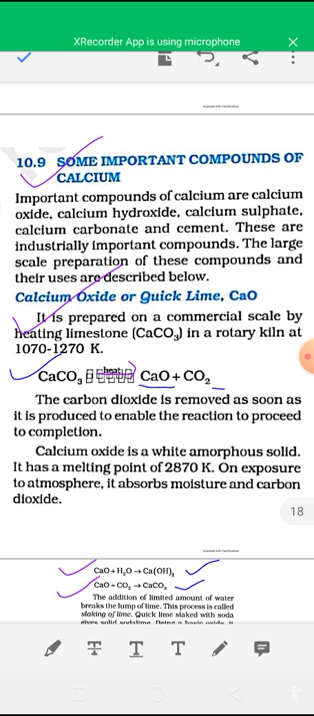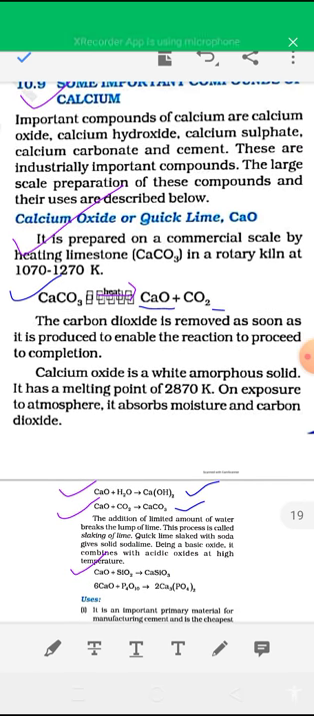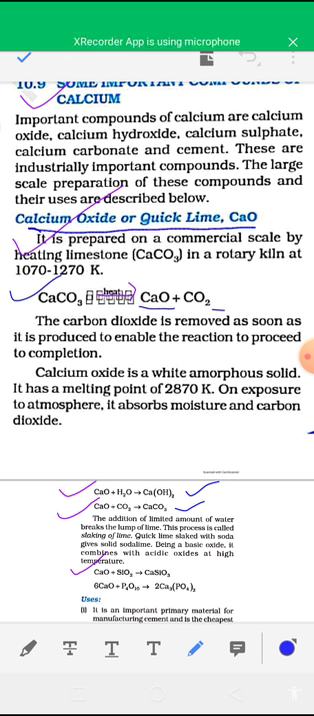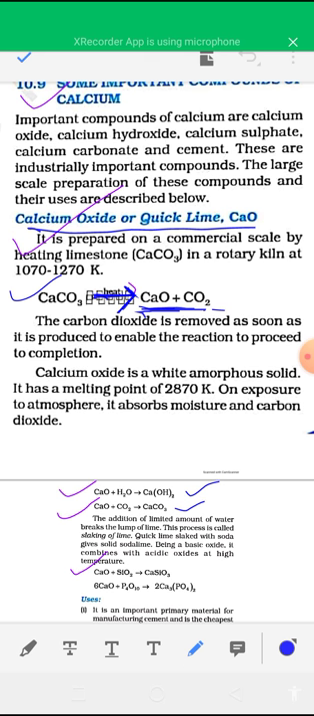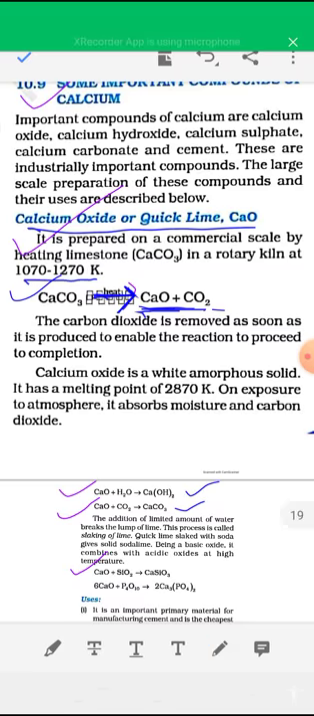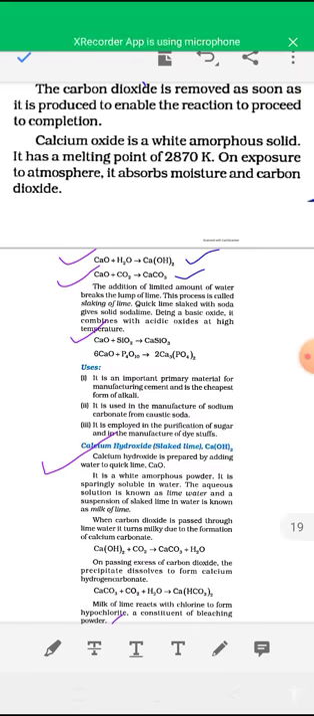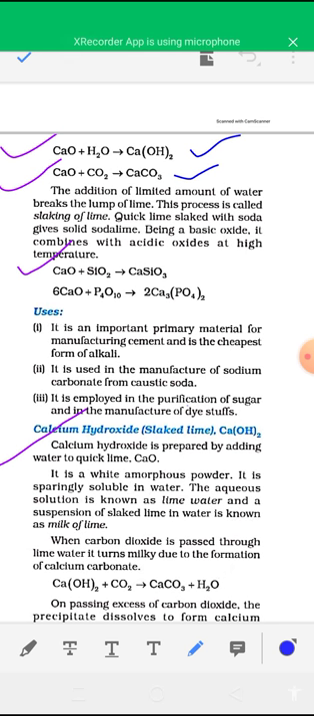And now see, like group 1 elements, you have to read about some important compounds of group 2 elements, that is, compounds of calcium. The first compound is calcium oxide, CaO. And how is it formed? When calcium carbonate, CaCO3, is heated, you will get calcium oxide and carbon dioxide. Okay, so calcium oxide, which is also known as quick lime, CaO, is prepared on a commercial scale by heating limestone in a rotary kiln at 1070 to 1270 Kelvin.